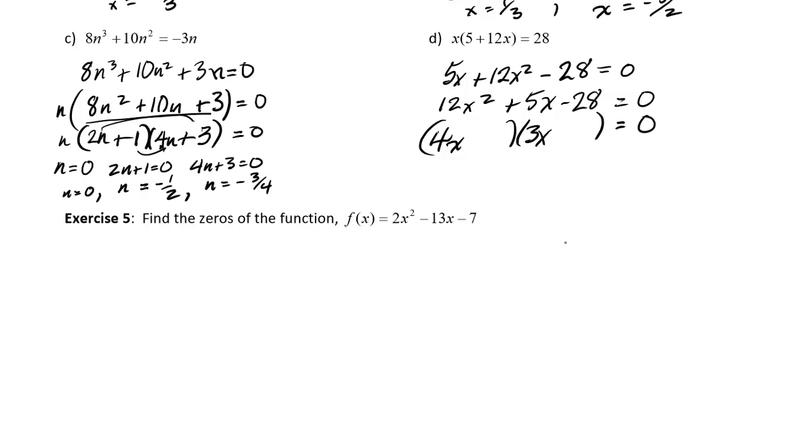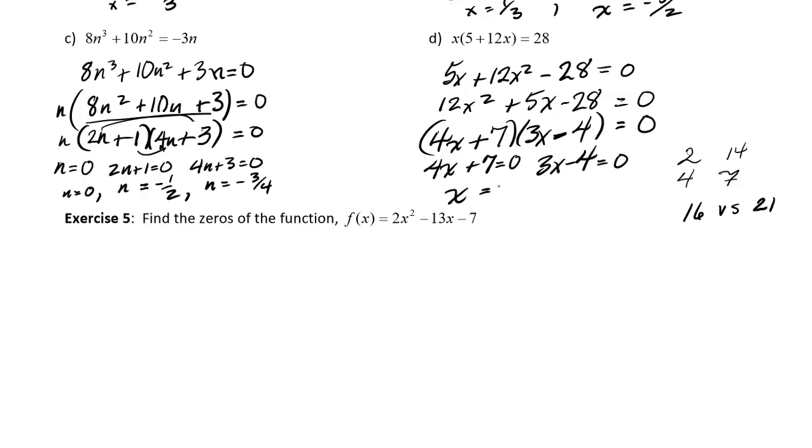And then, let's see, I could go with 2 and 14. I could go with 4 and 7. I think I'm going to try that first. I'm going to go with 7 there and 4 here. So that'll be 16 versus 21. And that will have a difference of 5. I need the bigger number to be positive, so I need the 21 to be positive and the 16 to be negative. Now I need to set my factors equal to 0. And so my solutions will be x equals -7/4 and x equals 4/3.